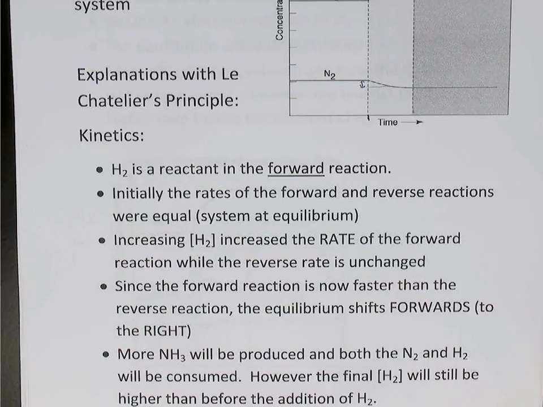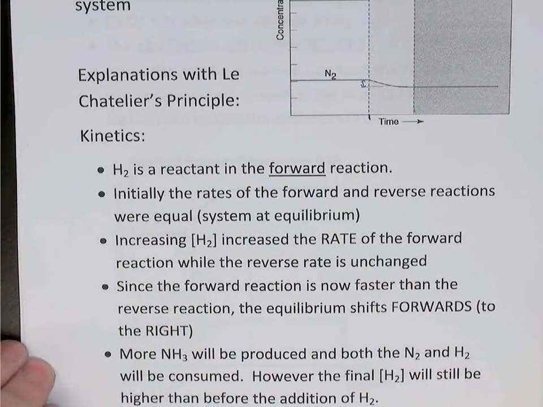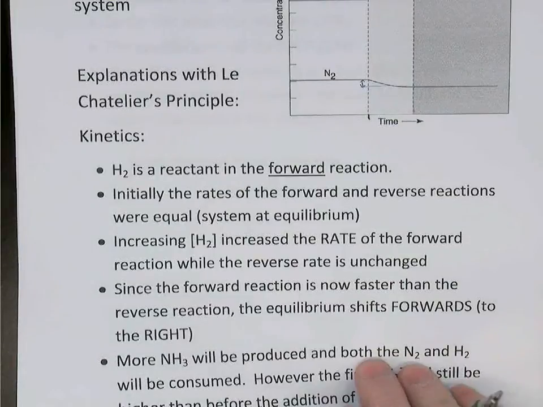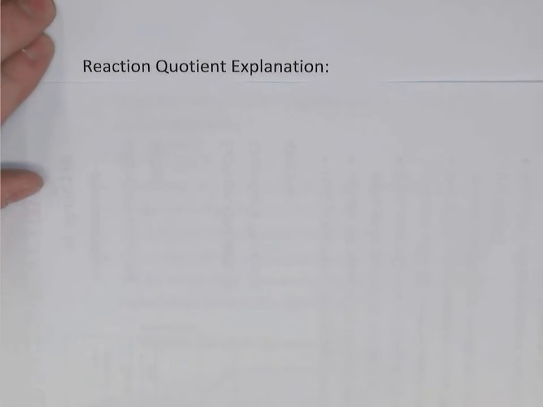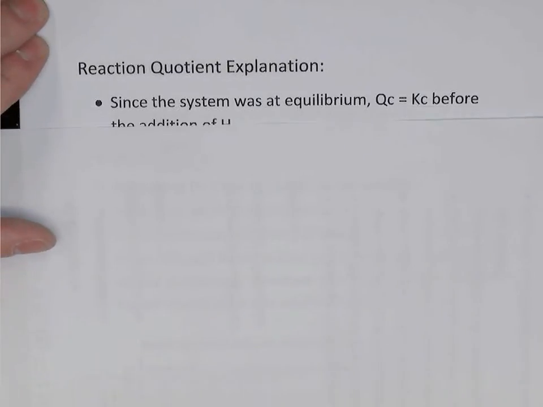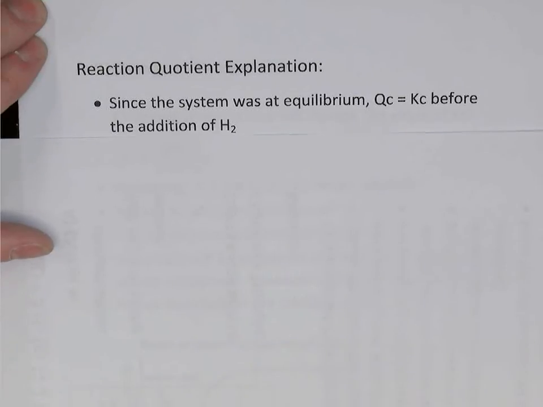In other words, while the system can shift to reduce the stress, it's not able to eliminate the stress of added hydrogen altogether. There will, in the end, be a little bit extra hydrogen because we've added some to the system. The explanation from kinetics is a little more wordy than the explanation that can be done using the reaction quotient. This is a bit more of a mathematical explanation. We would start by noticing that at equilibrium, Q and K, the reaction quotient and the equilibrium constant, would have been equal before we added hydrogen.